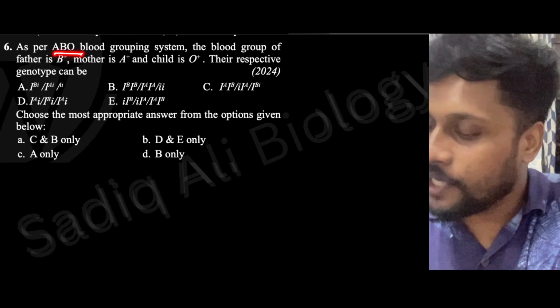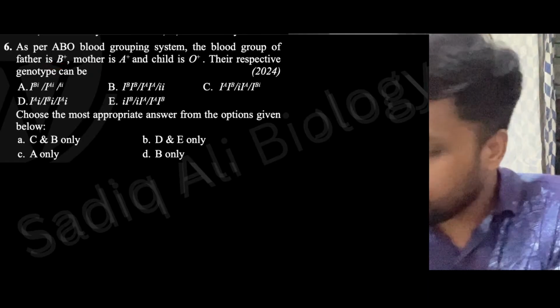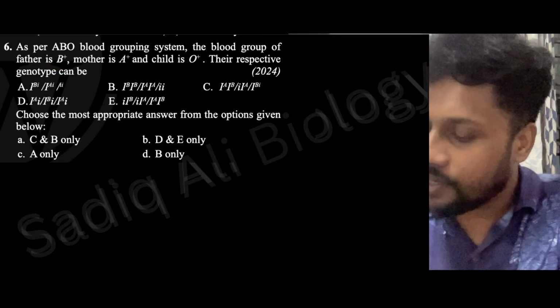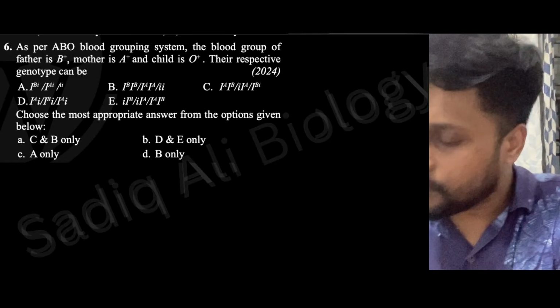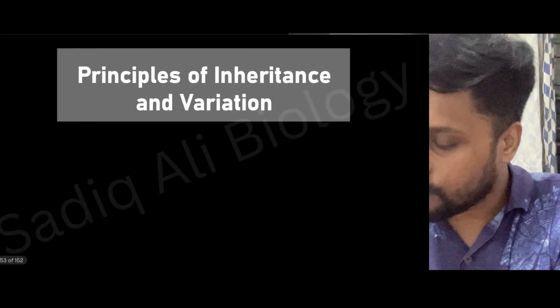Now, next question. As per the ABO blood grouping system, the blood group of father is B plus. I think we have already done this. Yes or no? The first question was this one.